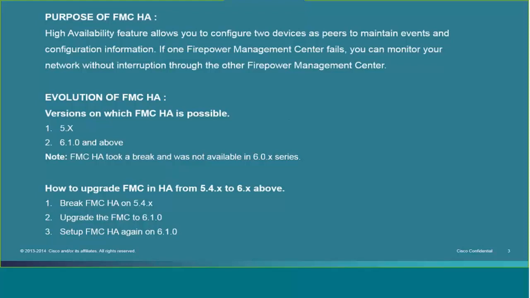Which means that between the versions 5.4 and 6.1.0, which are the 6.0 and 6.0.x series, the FMC HA option was not available. In case you have an HA in 5.4.x and you're looking to move the HA to the later versions, what we would advise is to break HA on 5.4.x, upgrade all the way to 6.1.0, and then set up the HA again on 6.1.0.